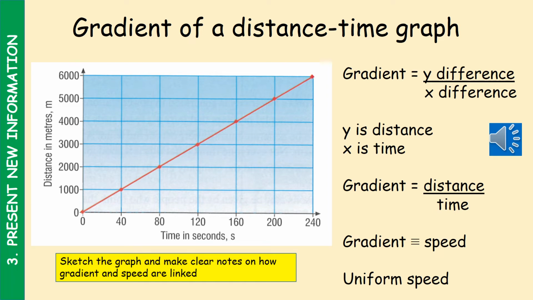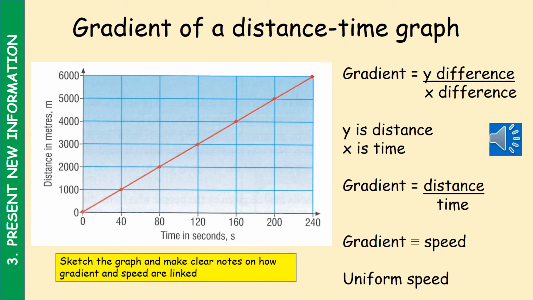Now, one final point to make here. In the syllabus, these are known as distance time graphs. We could call this a displacement time graph instead, if the object was going in a straight line. But the syllabus seems to only use the term distance time graph. So let's just explore that for a moment.